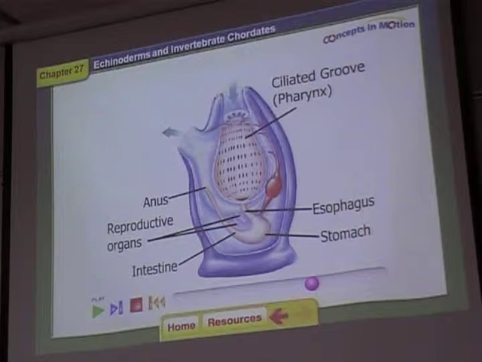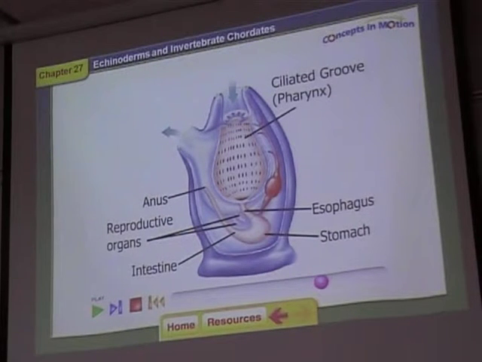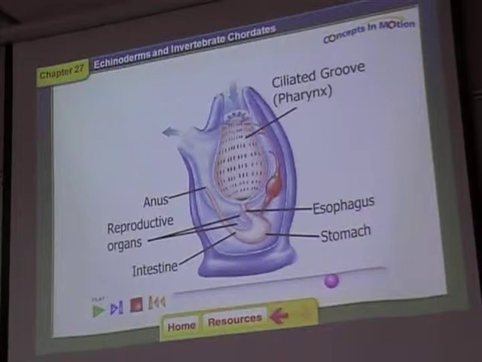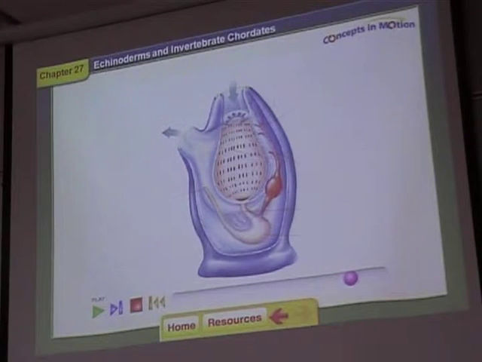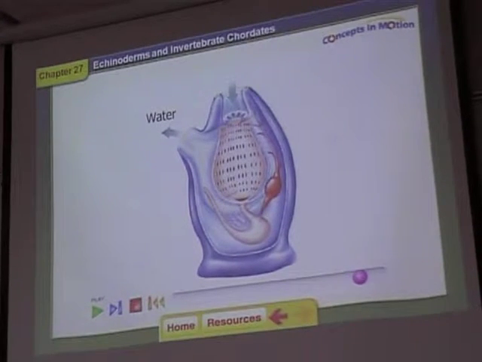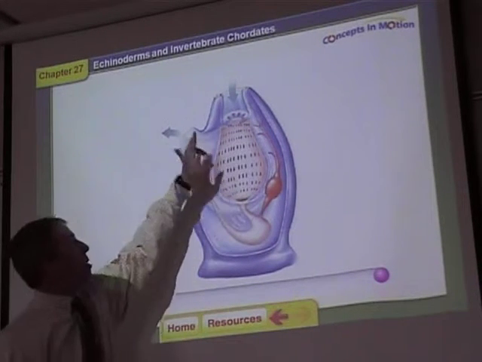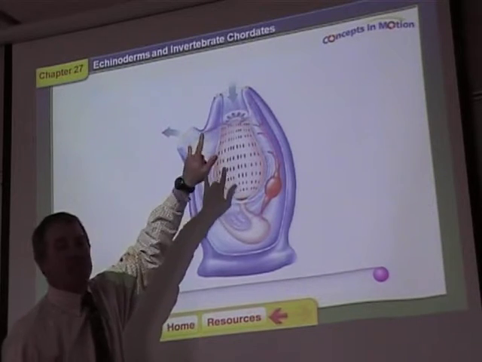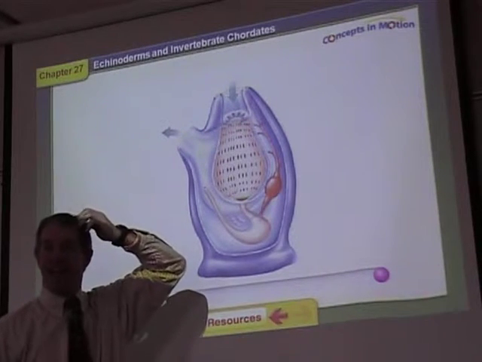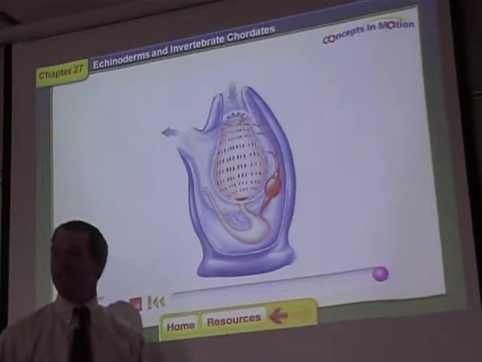Food is filtered out, and dissolved oxygen is removed from the water in the pharynx, which is lined with cilia and has gill slits. Water leaves the body of the tunicate through the excurrent siphon on the side of its body. Now, if you mess with these things, they will shoot water out both siphons at once. And so they got the name sea squirt because of this.